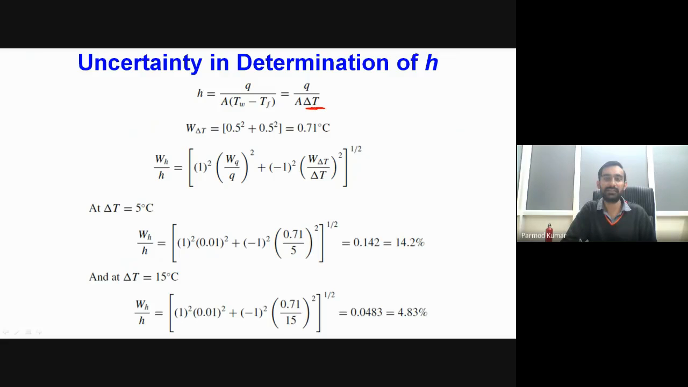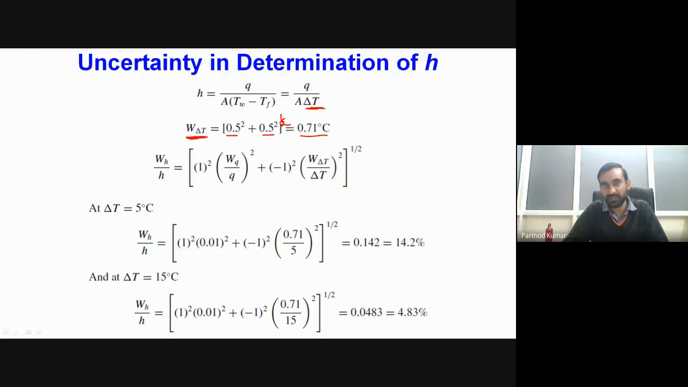Now let us first identify the uncertainty in the measurement of delta T. The uncertainty in delta T will be 0.5 squared plus 0.5 squared, and there is a typo here: it should actually be the square root of that. So finally, we find that 0.71 degrees Celsius is our uncertainty in the measurement of delta T.